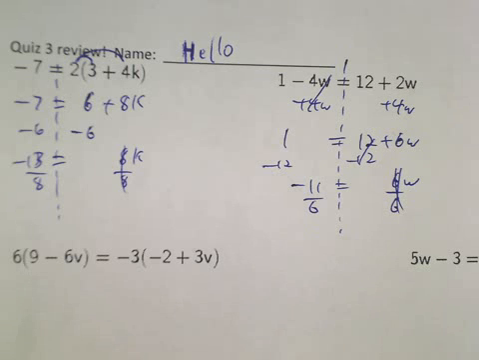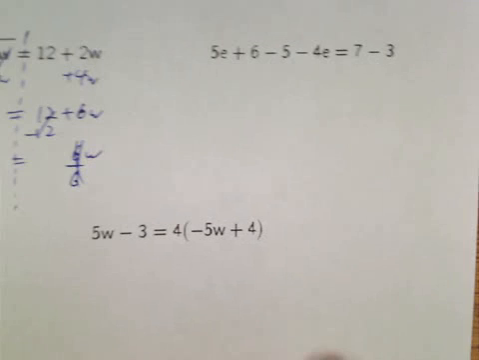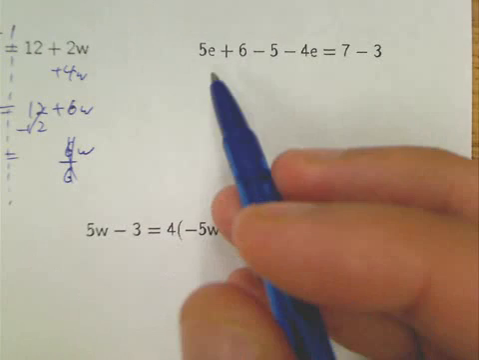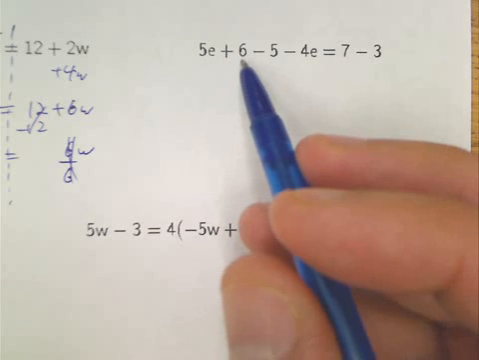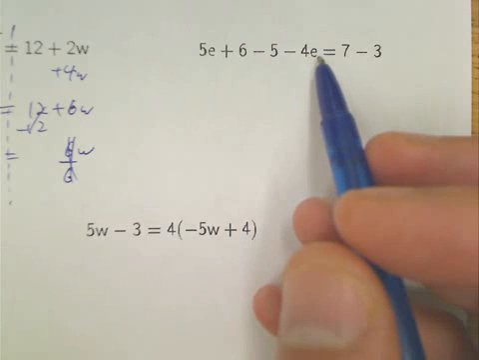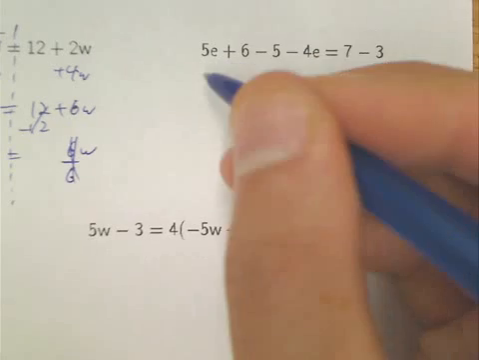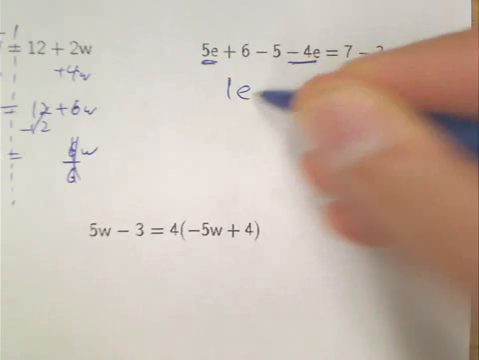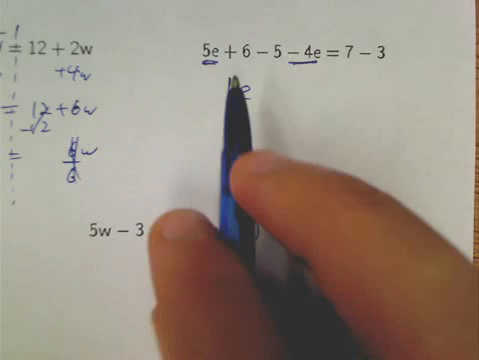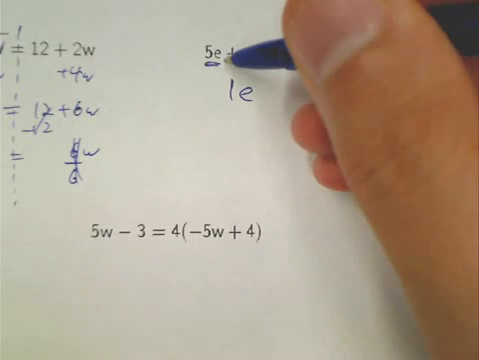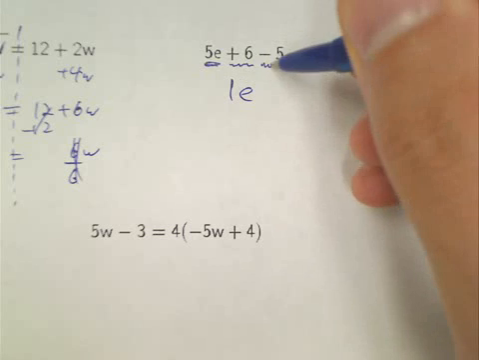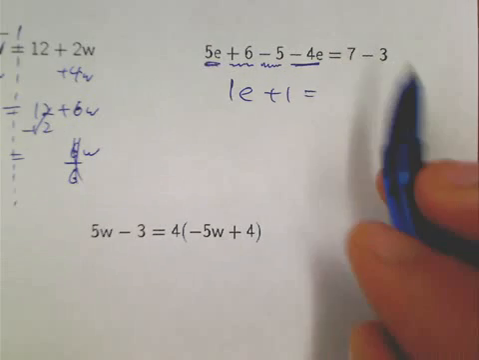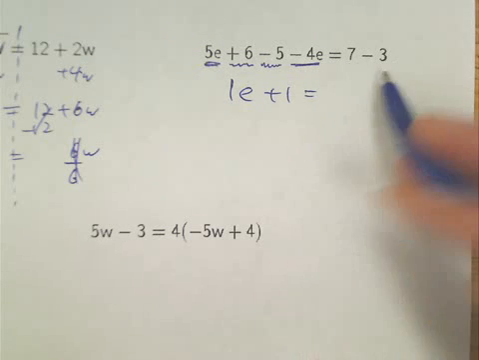Okay, one more over here. All right, the first thing I need to do here is to combine like terms. I have all this stuff over here, and I need to combine it together. So I have 5e and negative 4e. Well, 5 minus 4 is 1. That gives me 1e. And 6 minus 5. That gives me 1 as well. On this side, 7 minus 3 is 4.